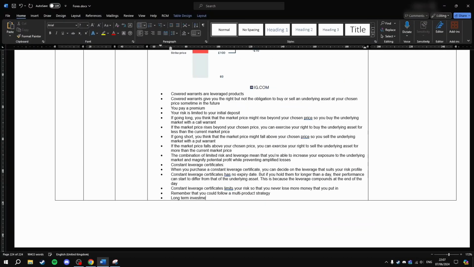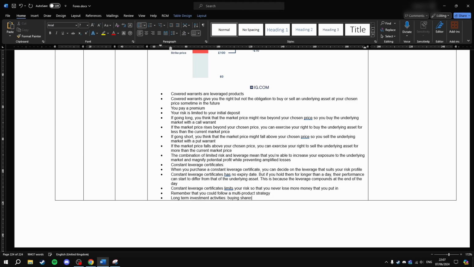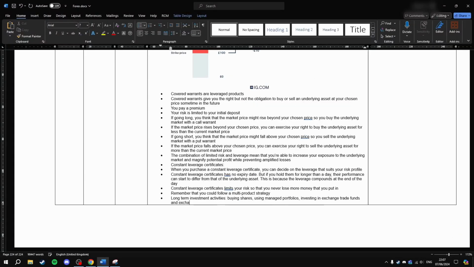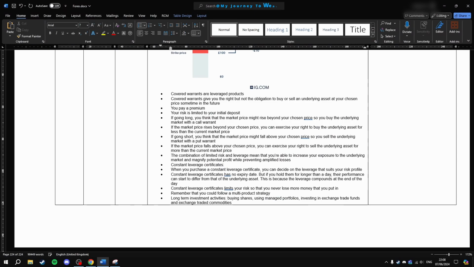Long-term investment activities. Buying shares using managed portfolios, investing in exchange traded funds and exchange traded commodities fall under long-term investment activities. They don't include any leverage and can be considered low risk.